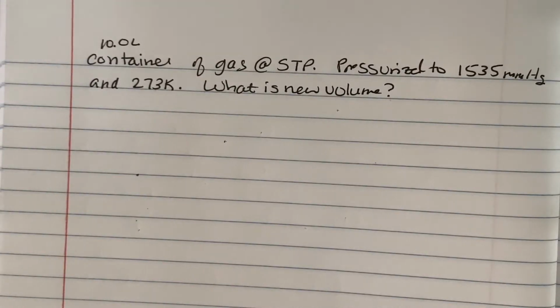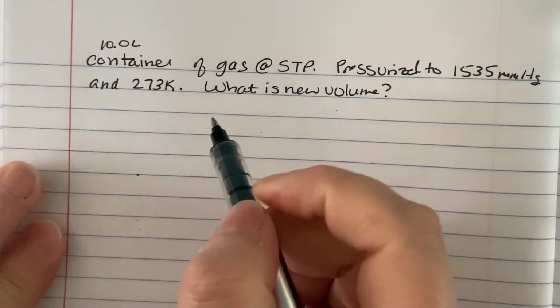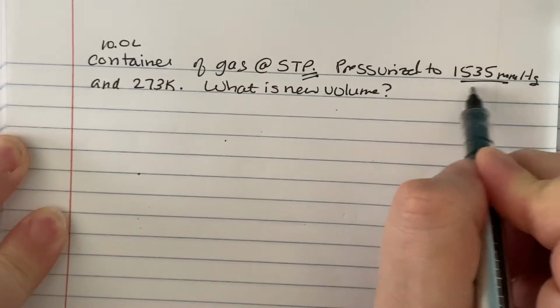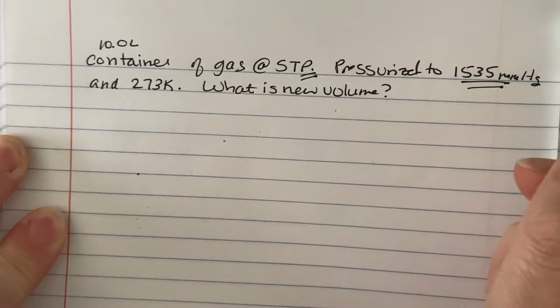All right, here we have a 10.0 liter container of gas at STP. It's pressurized to 1535 millimeters of mercury and 273 K. So I got to analyze what these things are. Now I'm noticing that I'm starting out at a pressure, STP, so I have two numbers there.